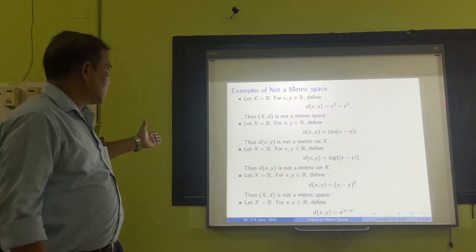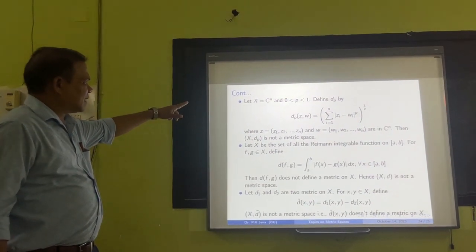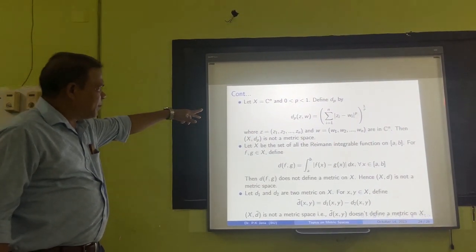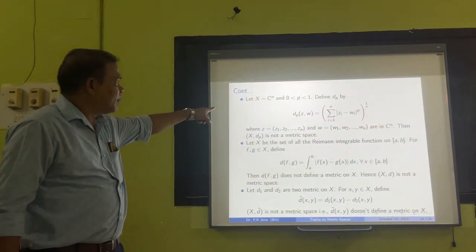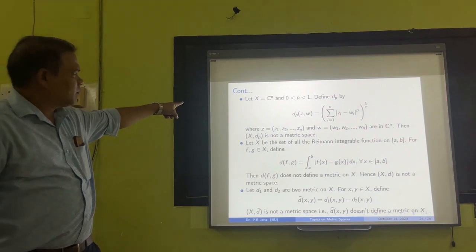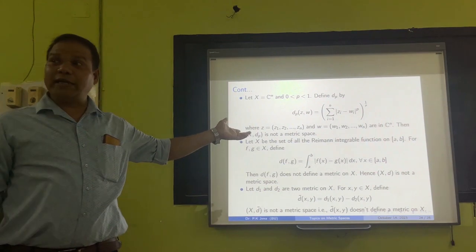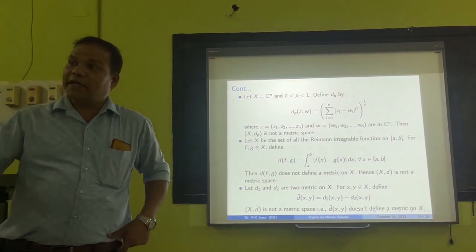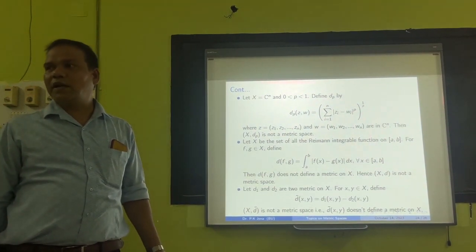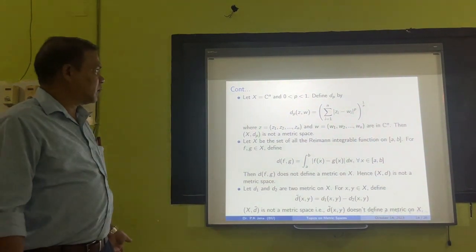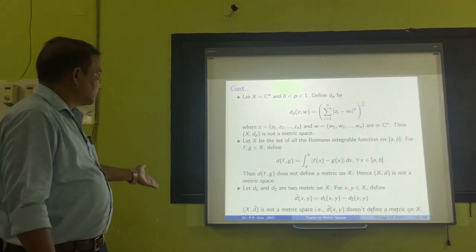So I am coming to the next example of not a metric space. Here we have defined X equal to Cn. For the dp metric, the restriction is p lies between 0 and 1. If you define the dp metric this way, it will not form a metric. The range of p is very important. If you take the range of p as 1 to infinity, it will form a metric. But if p belongs to the open interval (0, 1), then it will not form a metric on Cn.